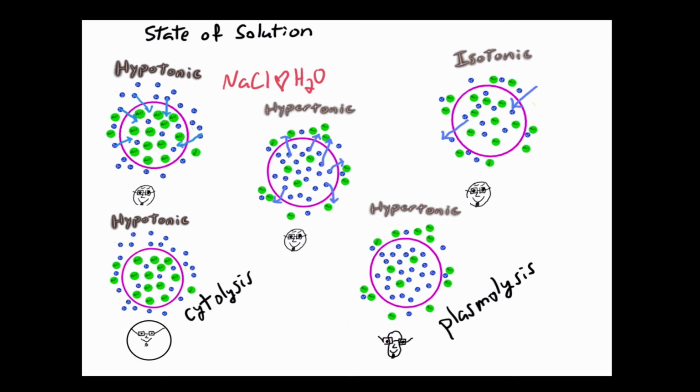And then, of course, with an isotonic solution, since there's an equal amount of stuff flowing in and flowing out, the cell is going to be very, very happy.